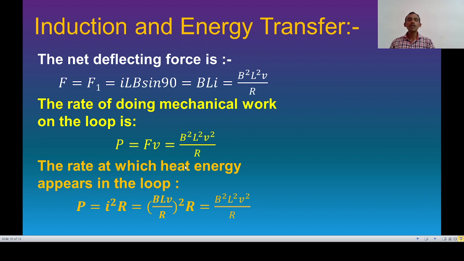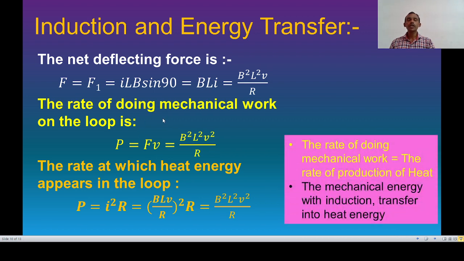Now, if we compare the right hand side of this equation, we can say that the rate of doing mechanical work should be equal to the rate of production of heat. That is, the rate of doing mechanical work is nothing but the rate at which mechanical energy, with induction, transfers into heat energy. Therefore, with the help of induction, this mechanical energy is converted into heat energy.